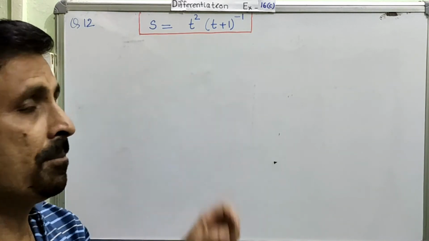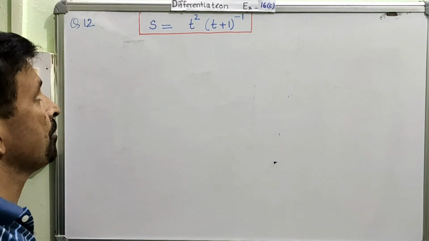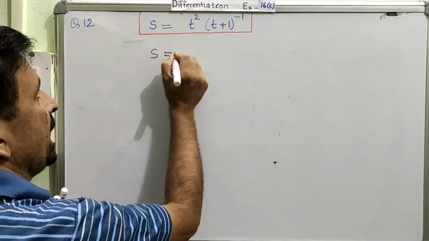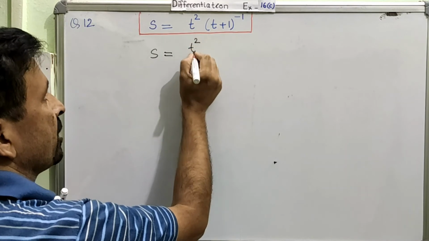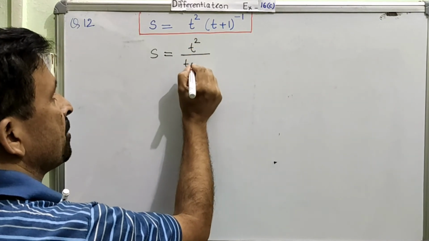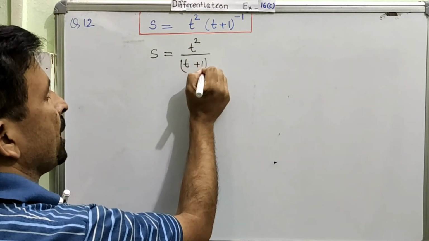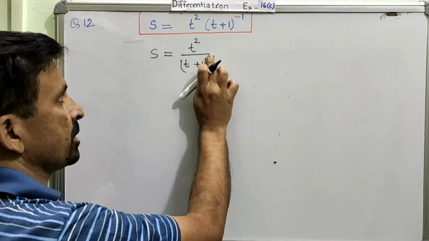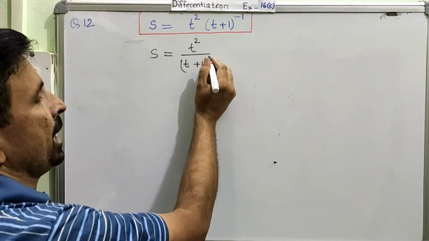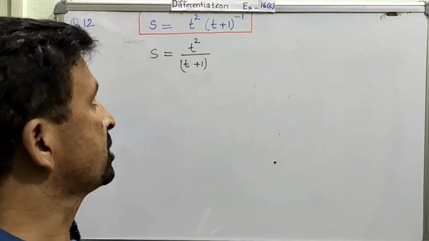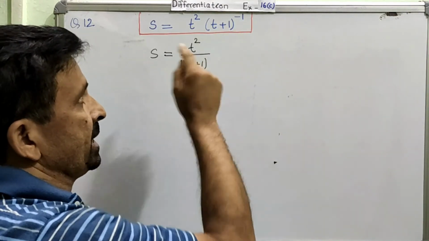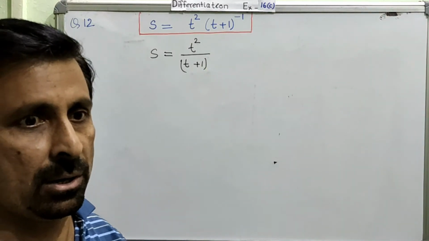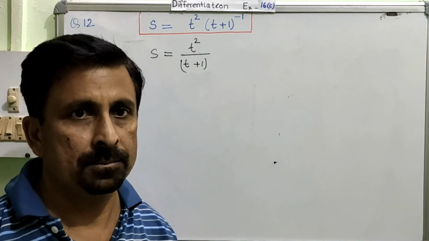So the question will then become, if I modify, this question will become as s is equal to t square over t plus 1 whole to the power 1. Sorry, t to the power 1. And when the power is 1, we don't write. So this question, when it is modified, it can come back into this form. So when you see it in this form, then it is a quotient term.